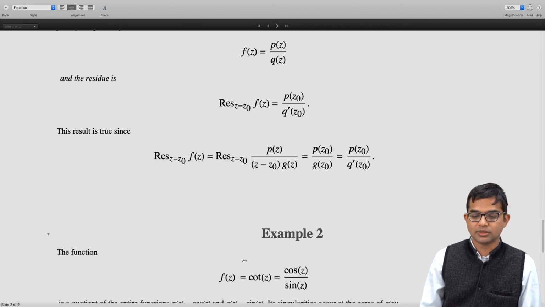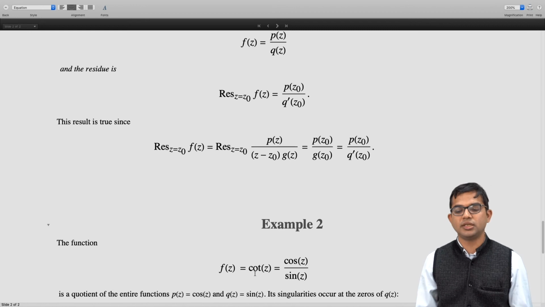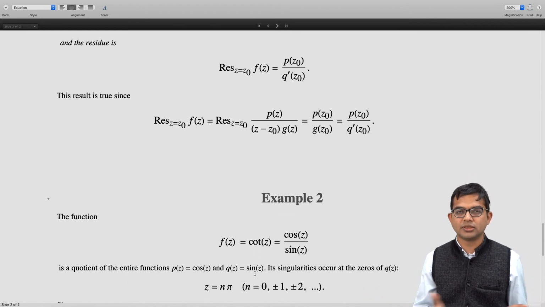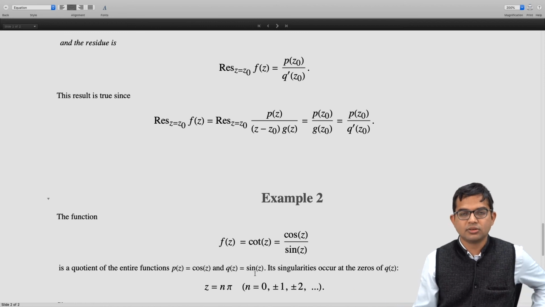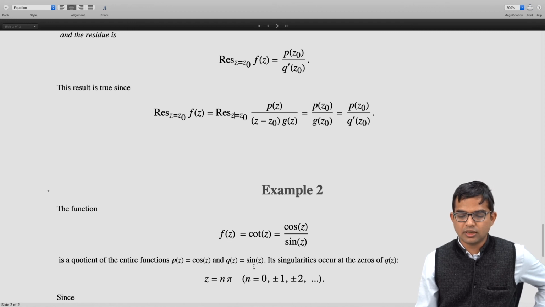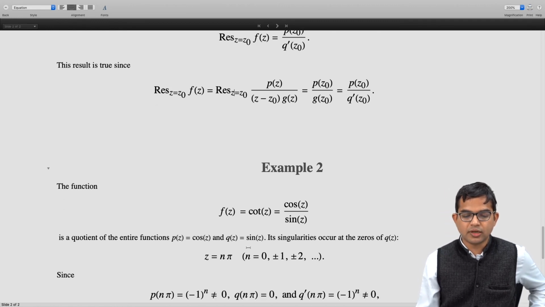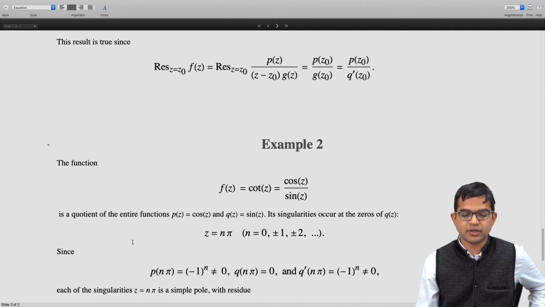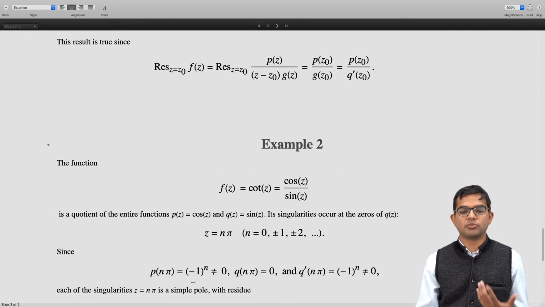and to work out residues. For example, if you have a function like cos z divided by sine z, now sine z has a bunch of zeros which are sitting on the real axis, so they are located at n pi, and all of these are isolated singularities, and they're all zeros. They're zeros of sine z and singularities of cot z, and so the way to work out, using this previous result, the residue is to first find out p of n pi, which is minus 1 to the n, right?